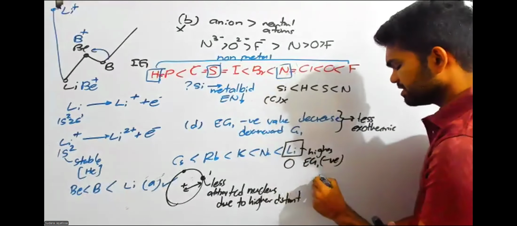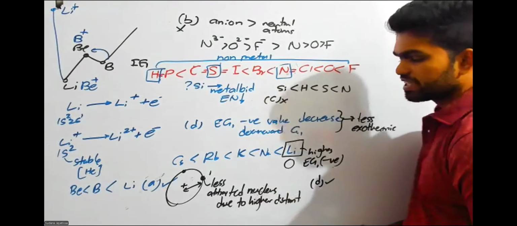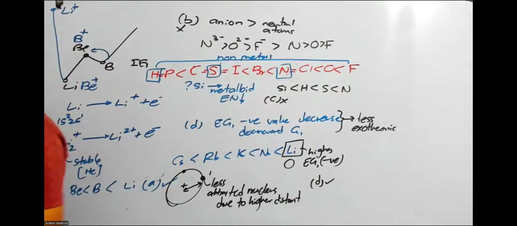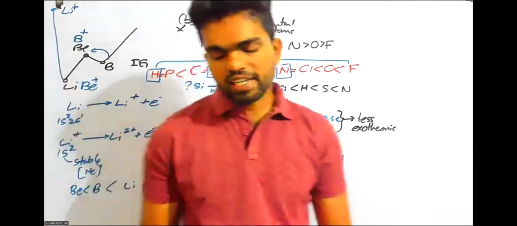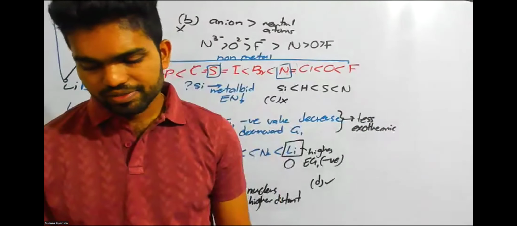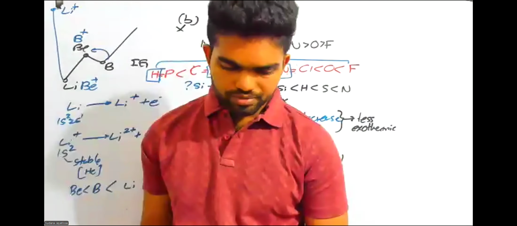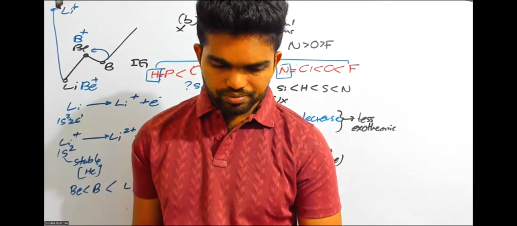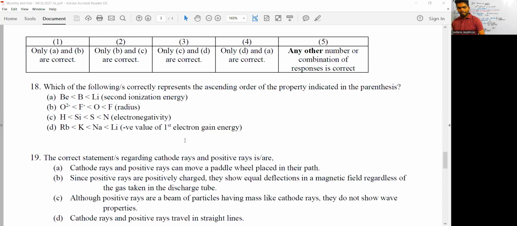And our D statement is also correct. And then they're asking for the correct statements. So the answer is going to be A and D, answer 4. How many of you got that answer correct? Can I see a hand? Okay, very good. It's a good question, huh?